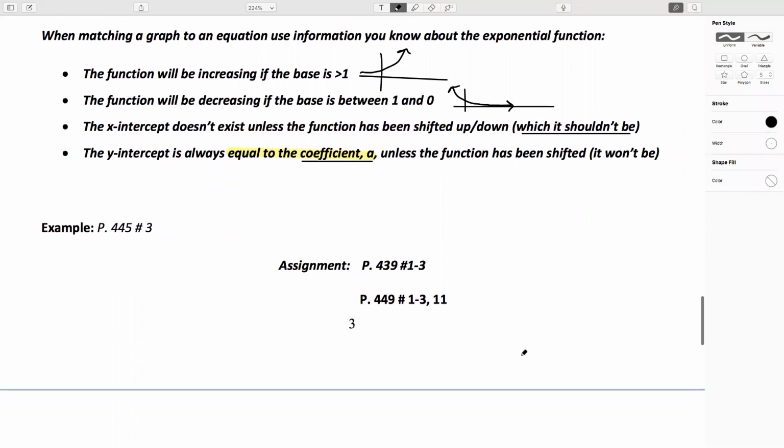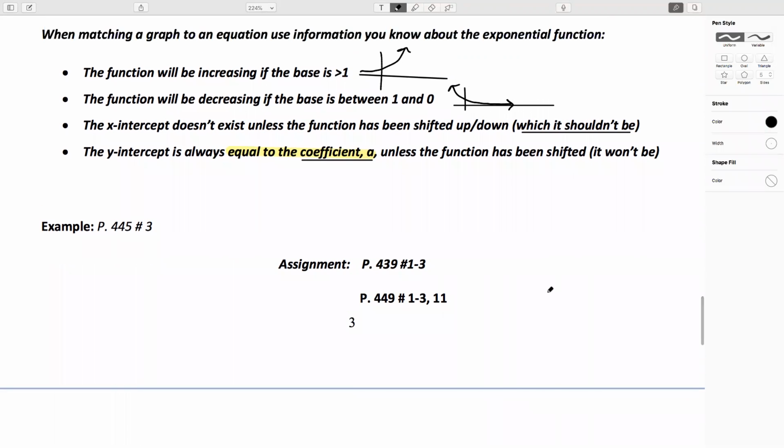All right. If you have some time, take a look at example number 3 on page 445. I've also got some other questions for you to try. I'm not going to make these mandatory questions. This is completely up to you. But if you want to give these a shot, then this will help you understand this unit a little bit more.